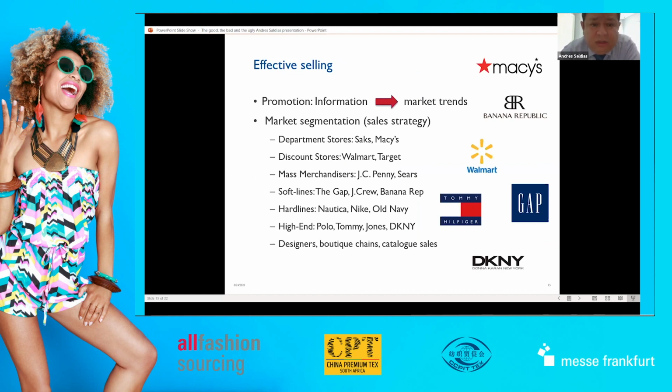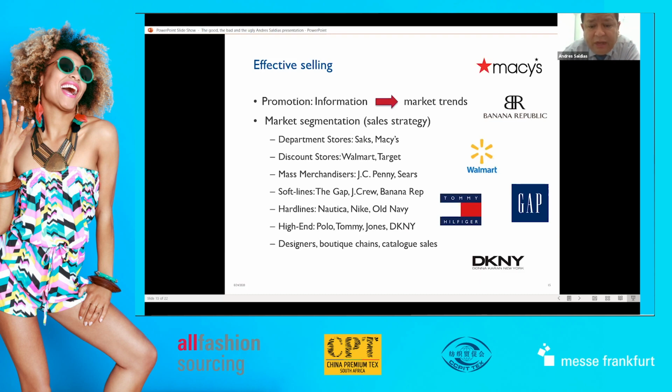As far as the segmentation, you have department stores like Saks and Macy's, higher end, and discount stores, Walmart, Target. So many factories in Africa are working with Walmart, and Walmart is not one of my favorites because it's price related. Nevertheless, they give you the volume. Then mass merchandisers like JCPenney, Sears: middle prices, high volumes.